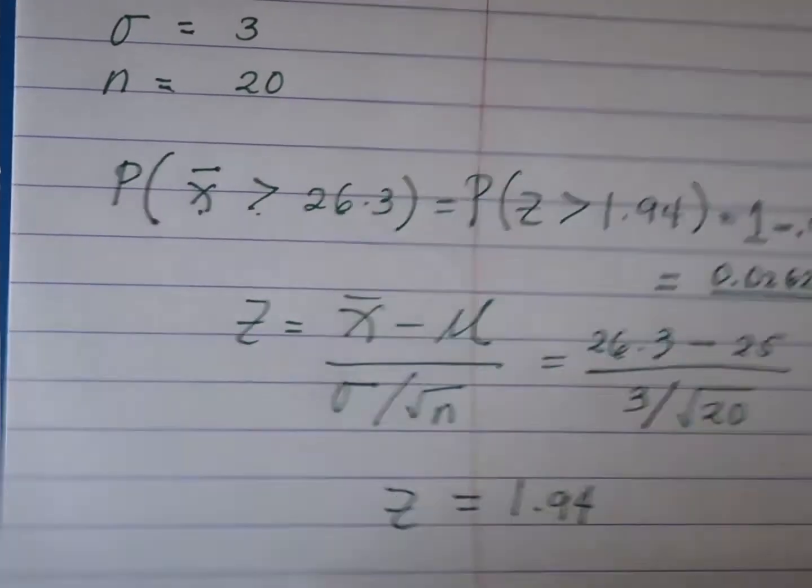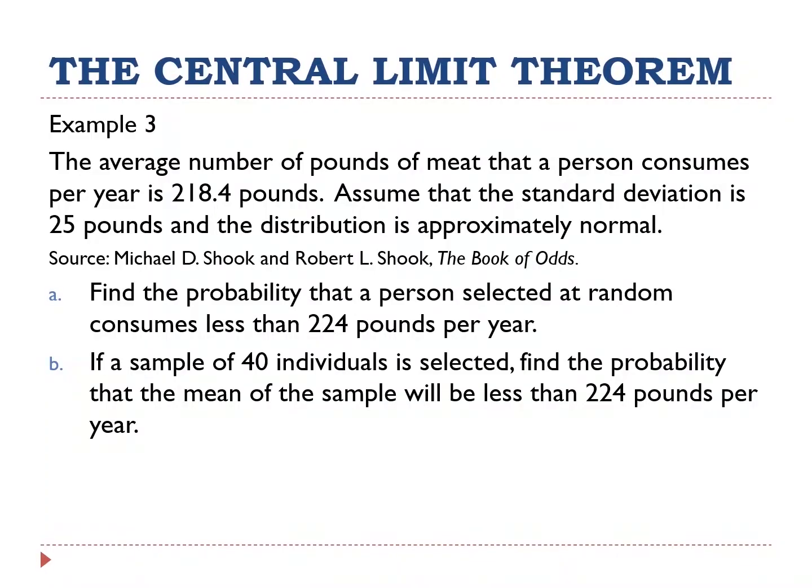Next, number 3. The average number of pounds of meat that a person consumes per year is 218.4 pounds. Assume that the standard deviation is 25 pounds and the distribution is approximately normal. So it's normally distributed. Okay, letter A. Find the probability that a person selected at random consumes less than 224 pounds per year.